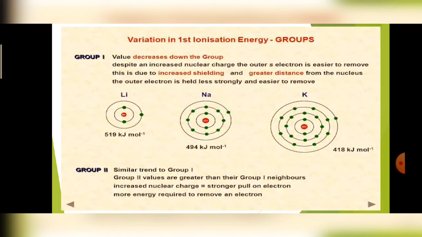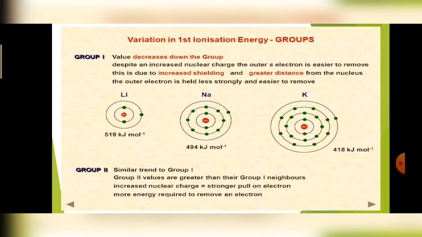For example, lithium requires 519 kilojoules per mole. The value decreases down the group. Despite an increase in nuclear charge, the outer electron is easier to remove. This is due to the increased shielding and greater distance from the nucleus. These are the two reasons why ionization energy decreases in the group: the distance between the nucleus and outer shell electrons increases, giving greater distance and more shielding effect.